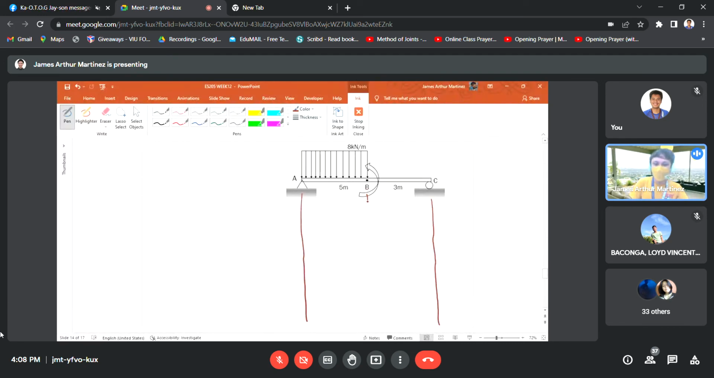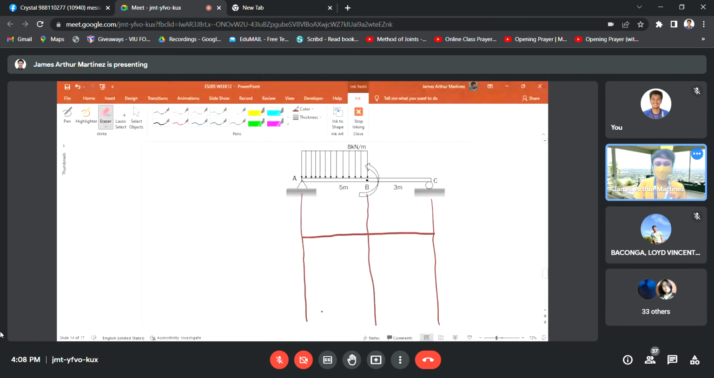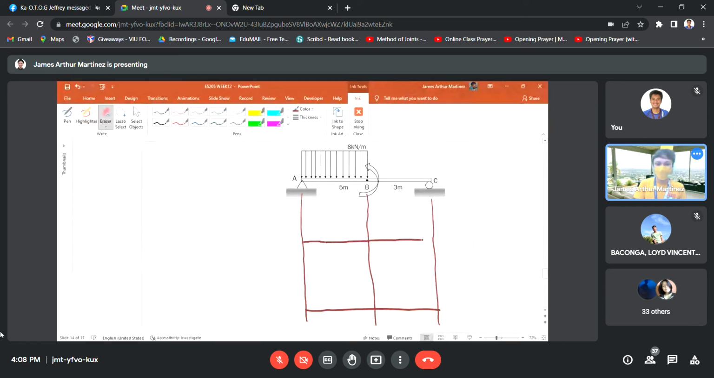Okay, so at point B also, so these are the important points, di ba, sa ato ang analysis. So this is for the shear diagram or ato siyang i-denote as VD. And then for moment diagram, si MD.